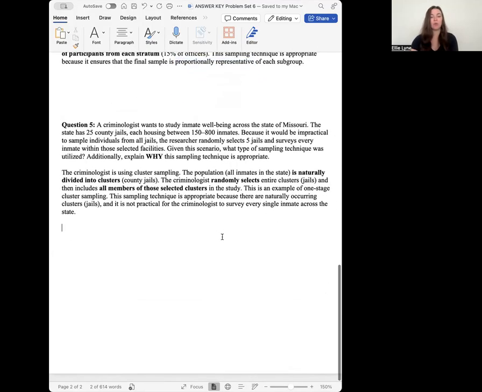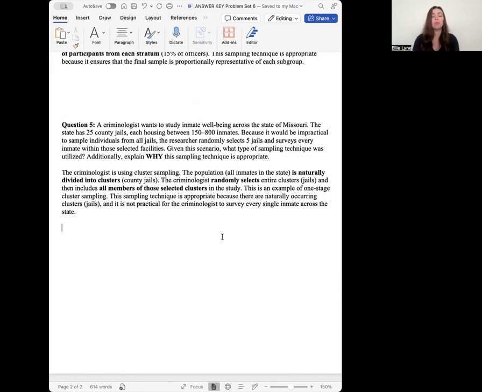And lastly, here with question 5. A criminologist wants to study inmate well-being across the state of Missouri. The state has 25 county jails, each housing between 150 and 800 inmates. Because it would be impractical to sample individuals from all jails, the researcher randomly selects 5 jails and surveys every inmate within those selected facilities. Given this scenario, what type of sampling technique was utilized?